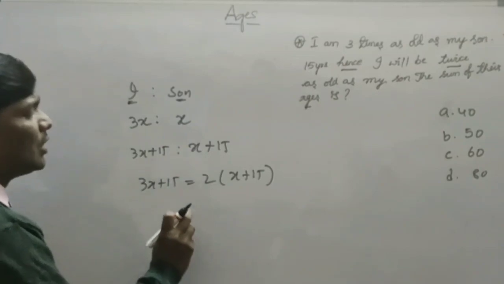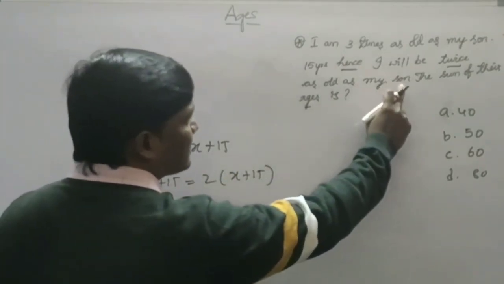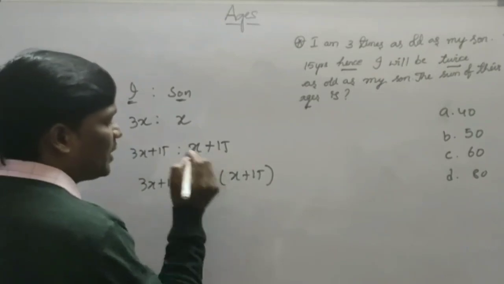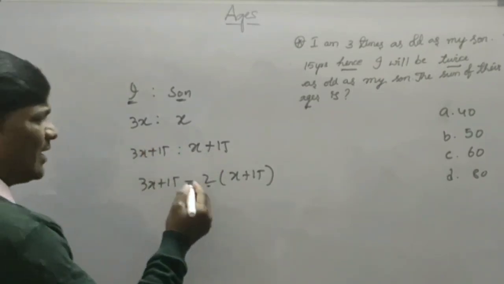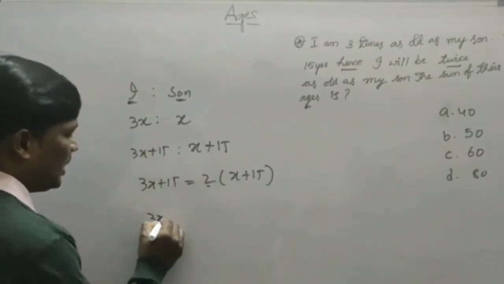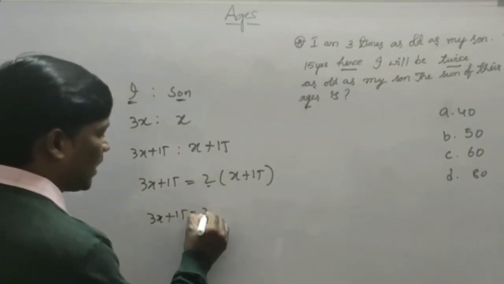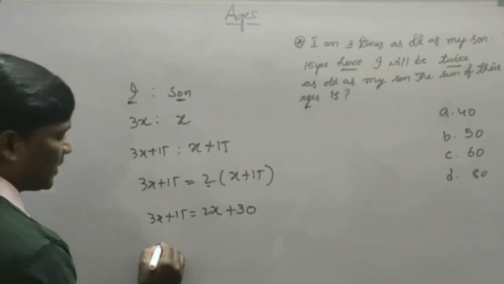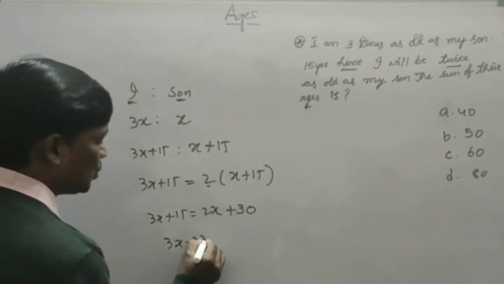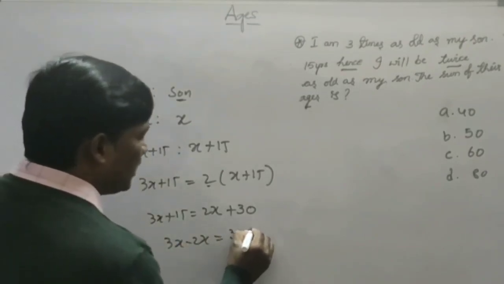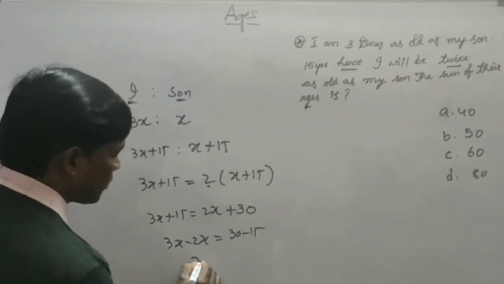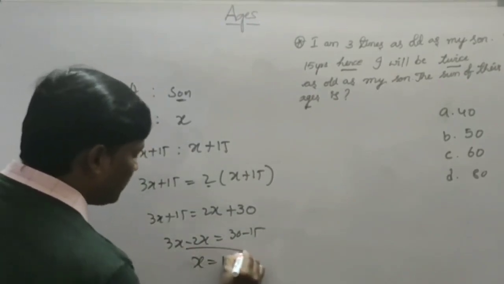I will be twice as old as my son అన్నాడు. My son age is x plus 15. Twice అన్నాడు కాబట్టి 2 times. Then find out the x value. So 3x plus 15 is equal to 2x plus 30. x లో సైడ్ తీసుకొచ్చేద్దామండి ఇక్కడ మనం. 3x minus 2x is equal to 30 minus 15. So x is equal to 15.